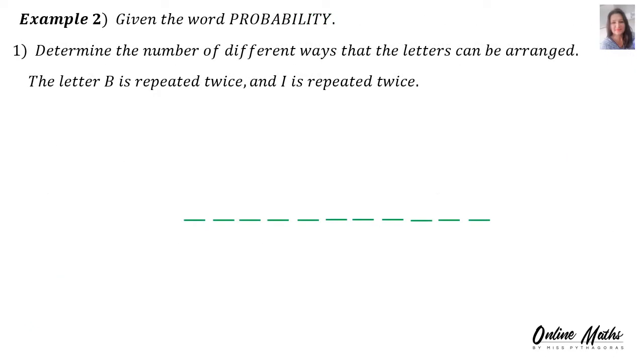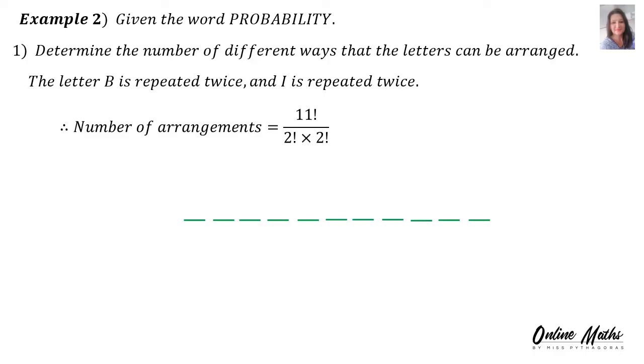Example 2. Given the word probability. Number 1. Determine the number of different ways that the letters can be arranged. The letter B is repeated twice and I is repeated twice. Therefore, the number of arrangements is equal to 11 factorial. That's the total number of letters you find in the word probability.